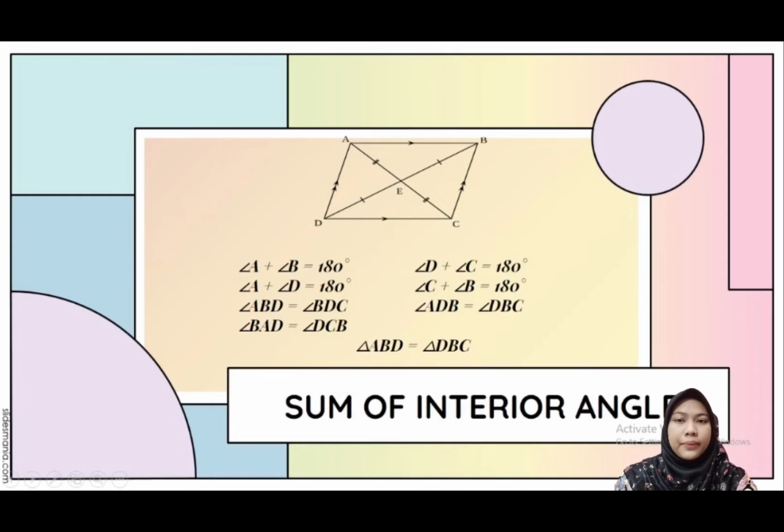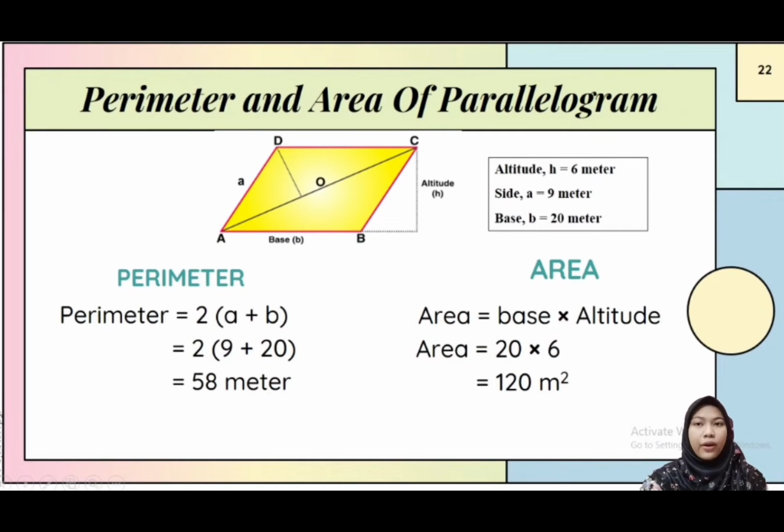And the last one is angles BAD are equal to angles DCB. And we can say that the triangles ABD are equal to the triangles DBC. Okay, how to obtain the perimeter of a parallelogram?